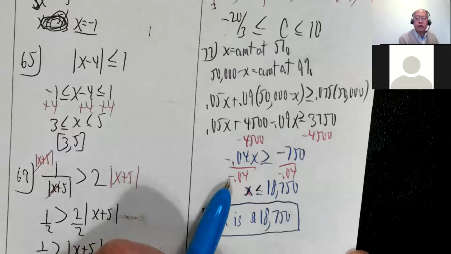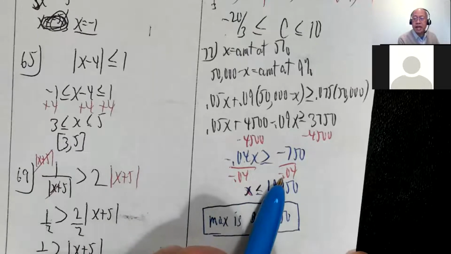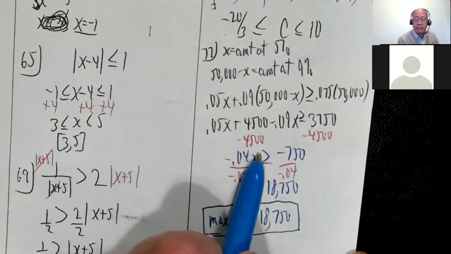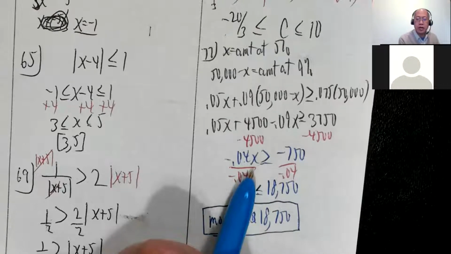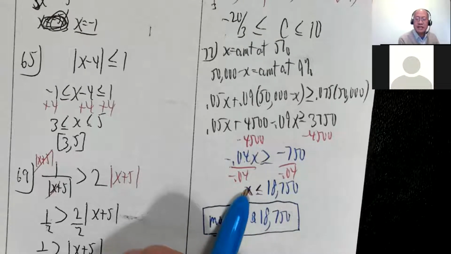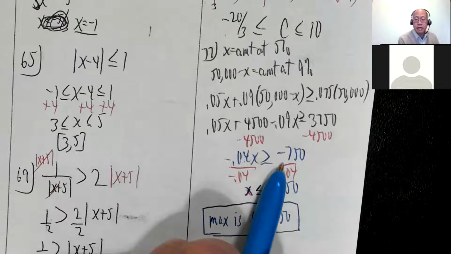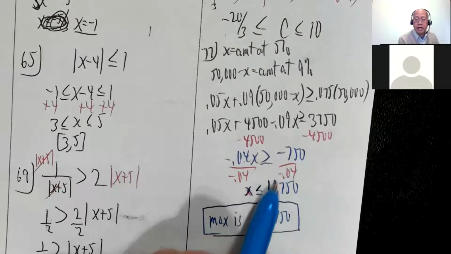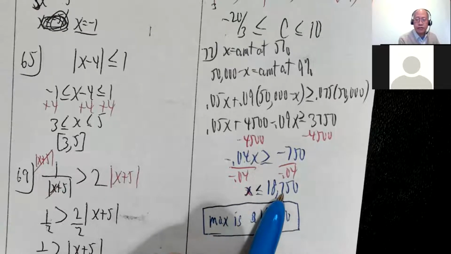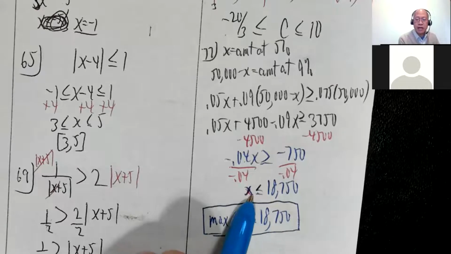Divide by negative 0.04. Again, I'm dividing by a negative, so that switches the inequality. So x is less than or equal to, and then I punch out on my calculator, that divided by that is 18,750. X is less than or equal to 18,750.